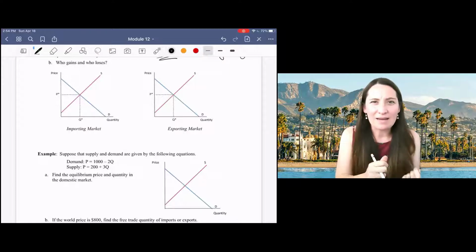These importing and exporting markets go hand in hand. So we need to analyze both of them. We'll begin with importing markets.